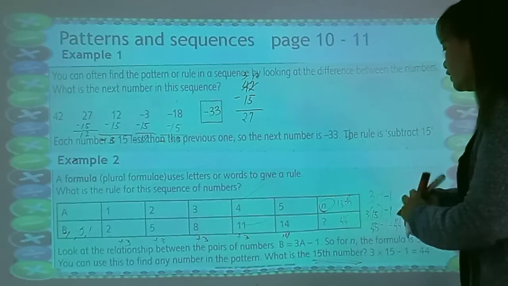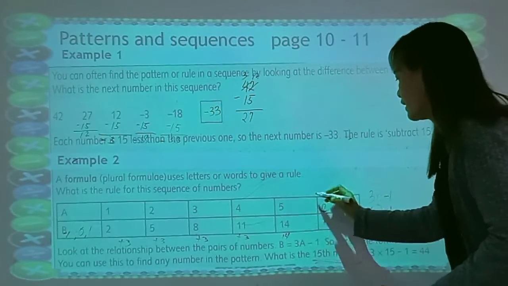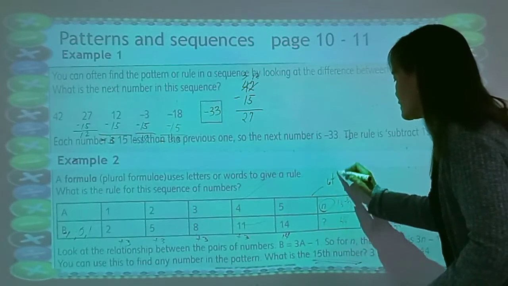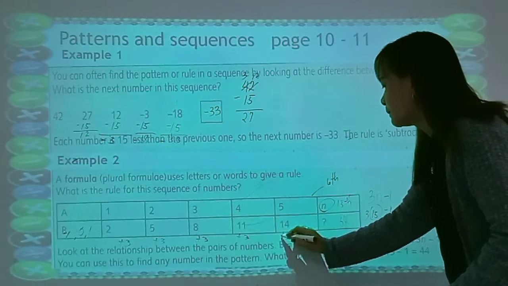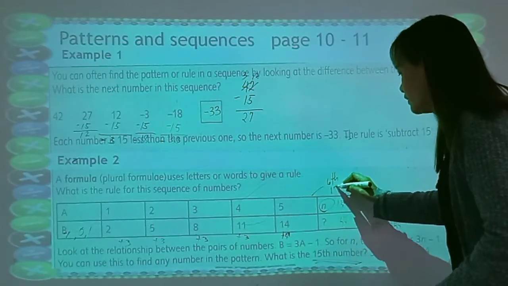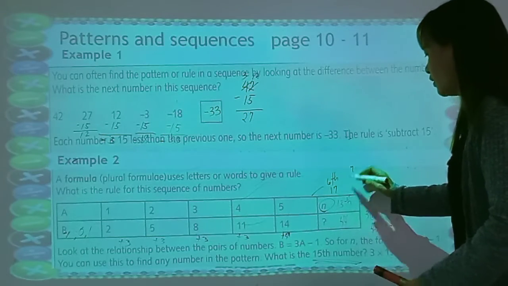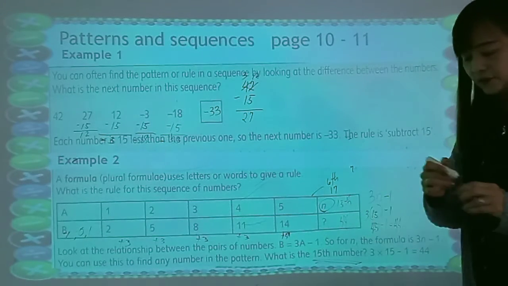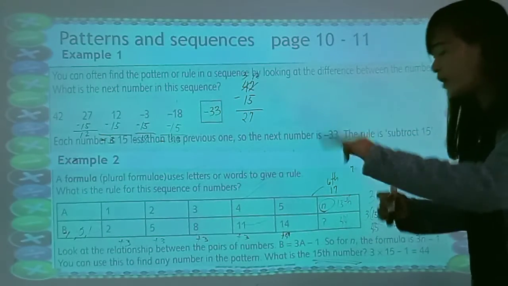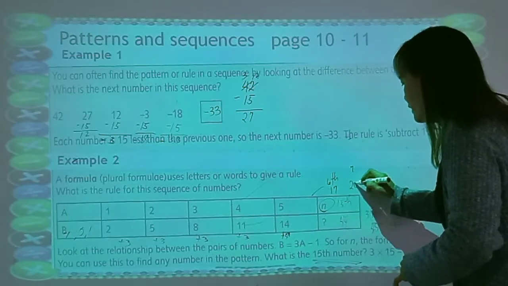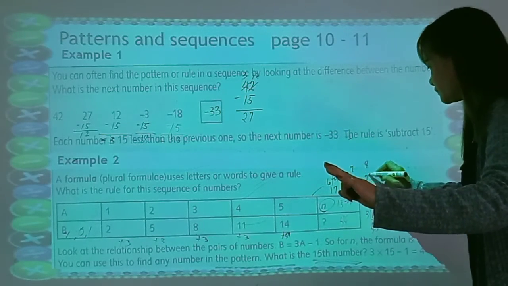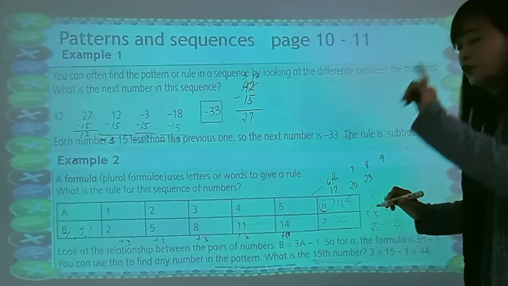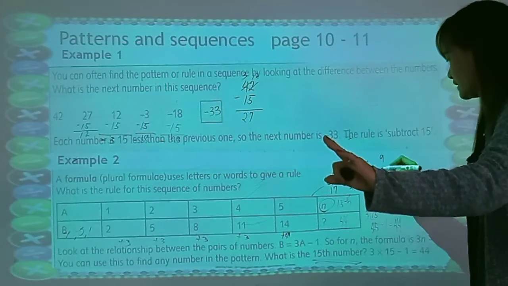How about if we get this is 5? So the 6th is, what is the 6th? If we are going to add plus 3, it is 17. How about the 7th? 18, 19, 20. Okay, this is the 7th. And then the 8th: 21, 22, 23. How about the 9th? 24, 25, 26.